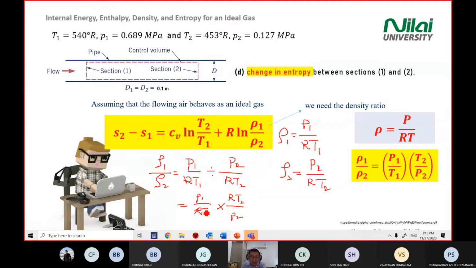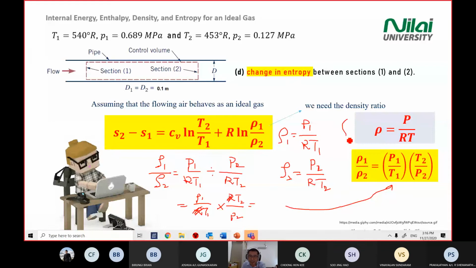From here, you take out the R. At the end, you get this term: P1 divided by T1 times T2 divided by P2. This is mathematics. From this one, convert into this term. Okay, do I explain? Do I answer your question? I got it, sir. Thanks.